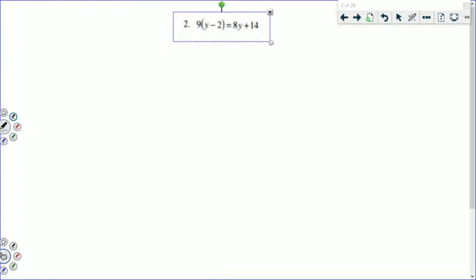Alrighty. So, here we have this. Our goal is to get y by itself. So first we want to distribute, clean some stuff up, and then we're going to move stuff around to get y by itself. So we distribute that 9. 9 times y is 9y. 9 times negative 2 is negative 18. So we have 9y minus 18 equals 8y plus 14.